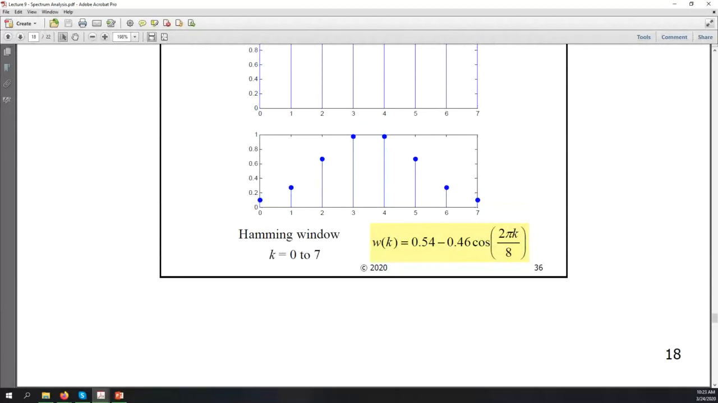K here will go from 0, if K can highlight, okay, not be even.